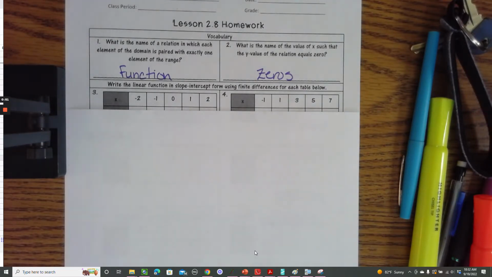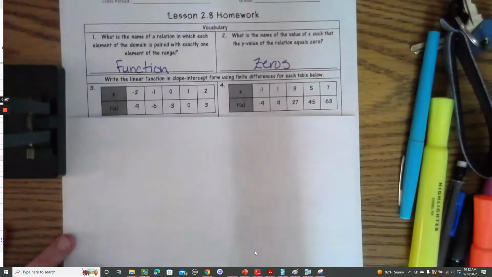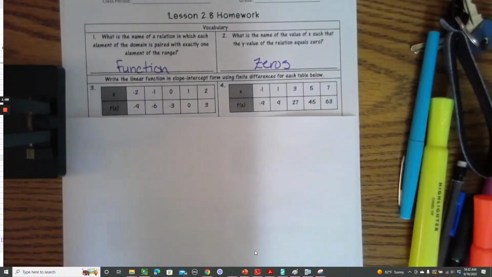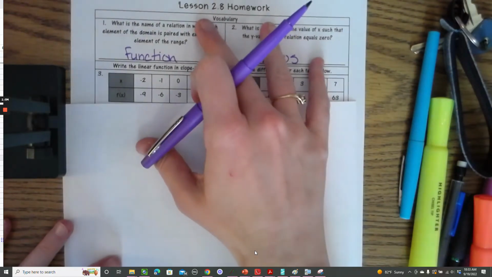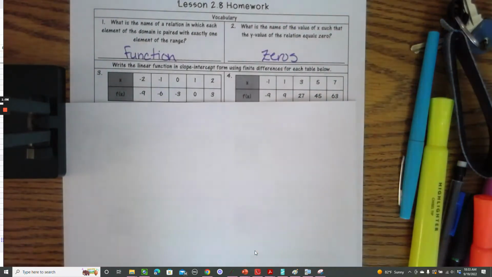So what we're going to do is write a linear function in slope-intercept form using finite differences. Can I use linear regression? Absolutely. But when it comes to tomorrow's lesson, you can't use linear regression. So you need to know the process today with nice, pretty numbers so you can use that process tomorrow when the numbers start getting gross.